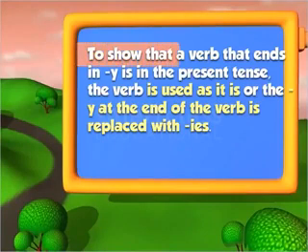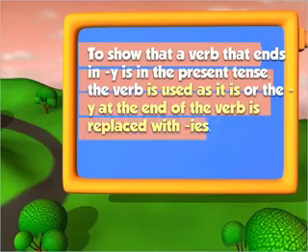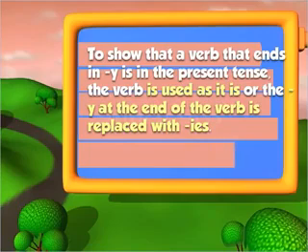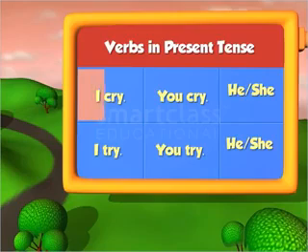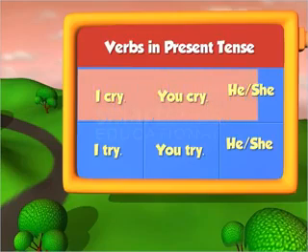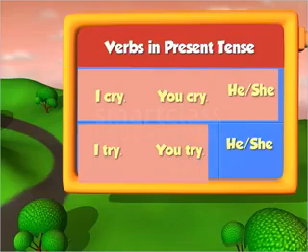To show that a verb that ends in y is in the present tense, the verb is used as it is, or the y at the end of the verb is replaced with ies. Here are some examples. I cry. You cry. He or she cries. I try. You try. He or she tries.